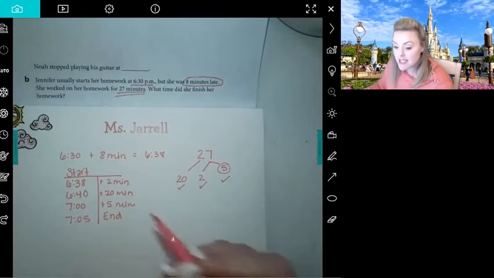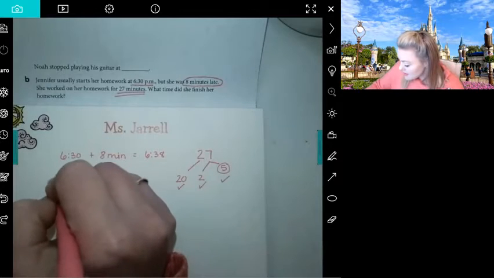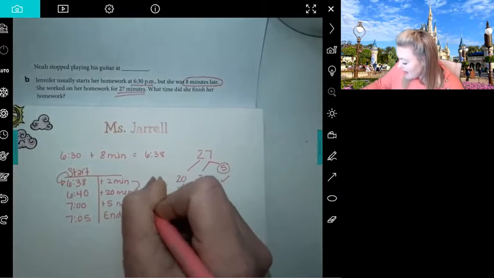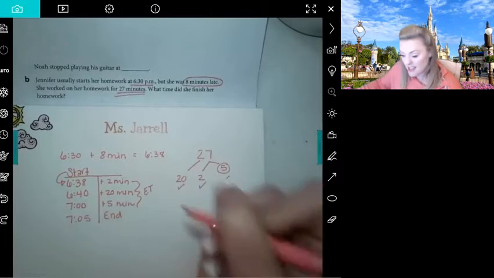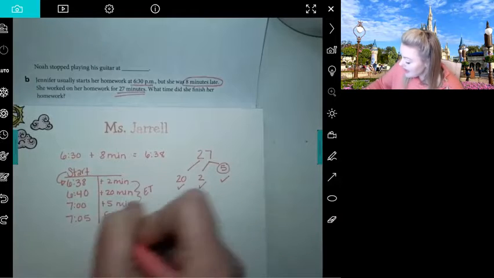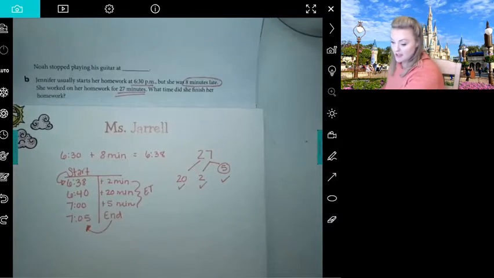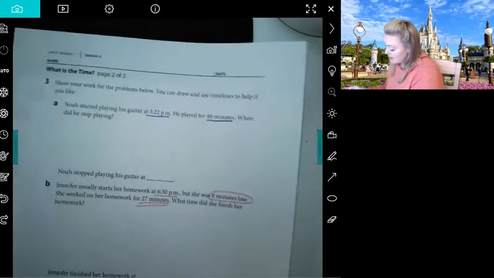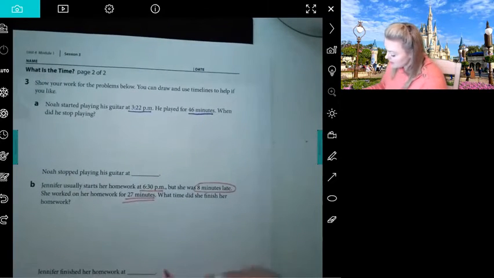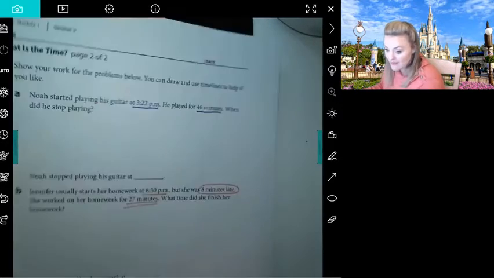All right, so looking at the T-chart, I have my start time. I have my elapsed time, which I'm just going to label ET for elapsed, and then I have the end time. So if I look back, I would just write Jennifer finished her homework at 7:05.